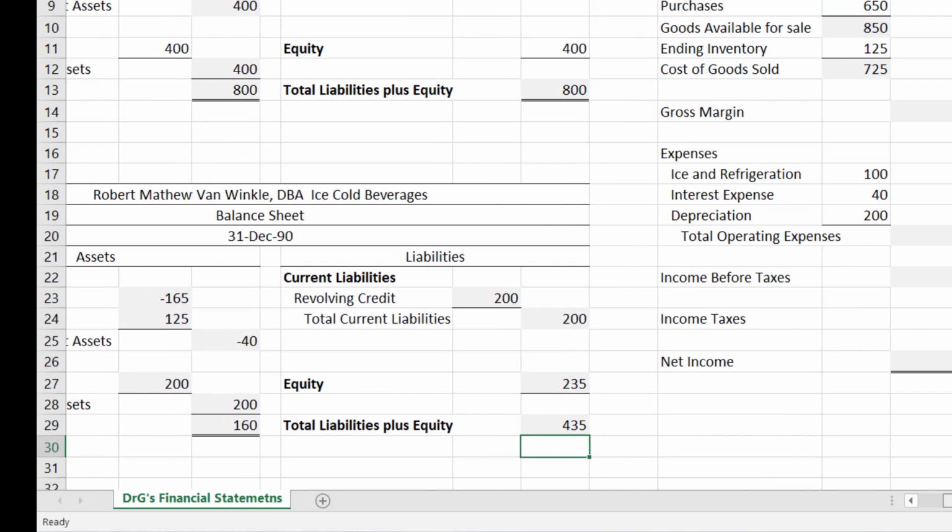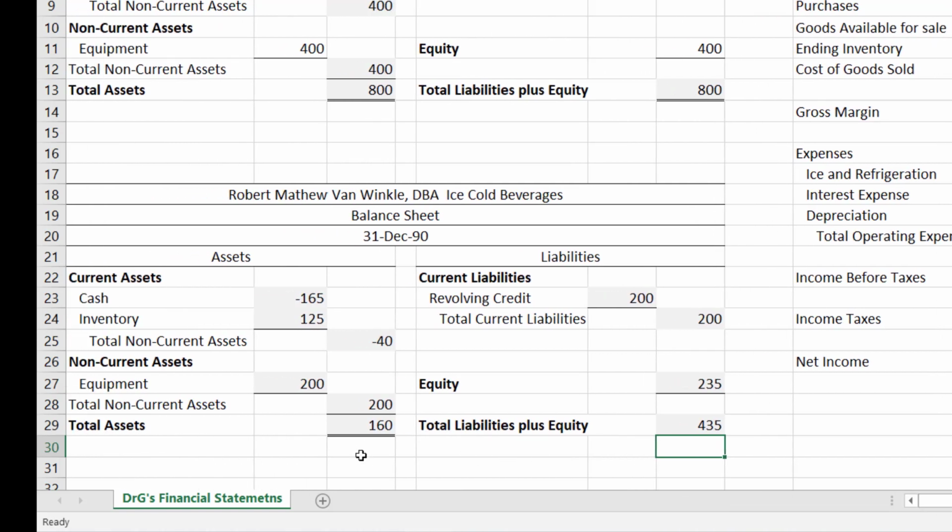And the first thing we notice is that our balance sheet does not balance. 160 and 435 are not the same numbers. That means we've made a mistake somewhere. We may have made multiple mistakes. So what we need to do is go through and kind of hunt down our mistakes.